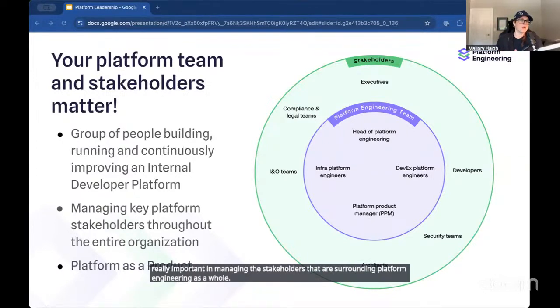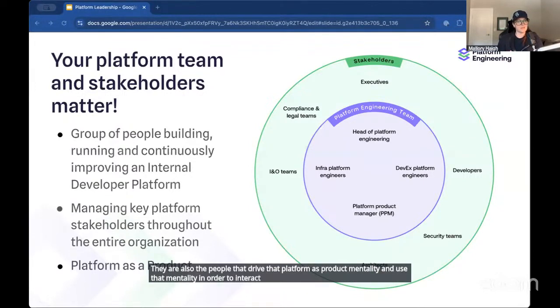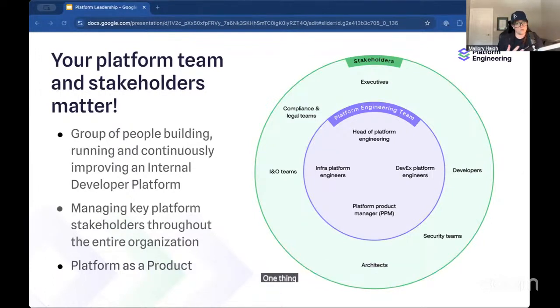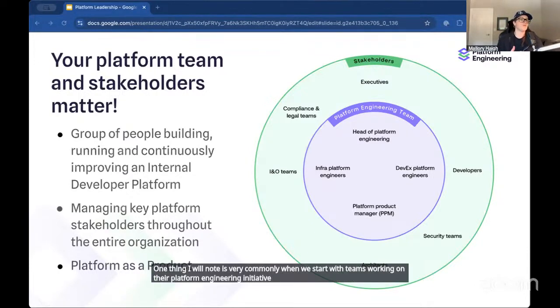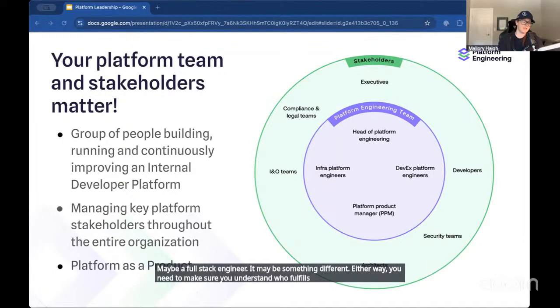They are also the people that drive that platform as product mentality and use that mentality in order to interact with stakeholders and build something that people will actually use that will actually drive value. One thing I will note is very commonly when we start with teams working on their platform engineering initiative, these roles may not be your full-time gig. This might be something you're doing on the side as a passion project internally, something you've been tasked on, but your main day-to-day job may be an engineering manager, maybe a full stack engineer. It may be something different. Either way, you need to make sure you understand who fulfills these roles inside of your platform engineering organization so you can make sure that the work is getting done and the stakeholders are being appropriately interacted with.